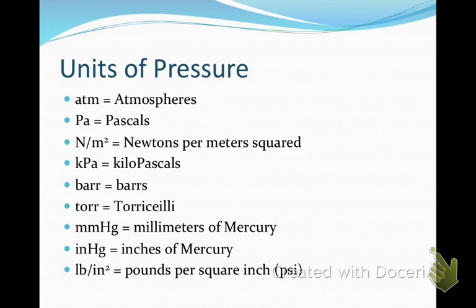So here in chemistry, we will definitely talk about atmospheres, kilopascals, you'll see torrs, mmHg, and then PSIs. In physics, that will most likely be newtons per meter squared, and a few of these other ones as well.